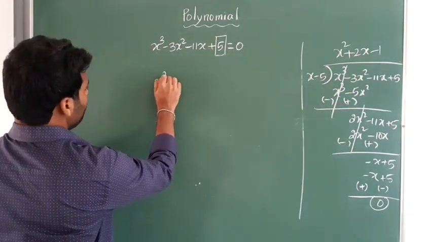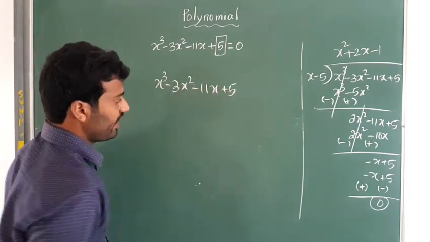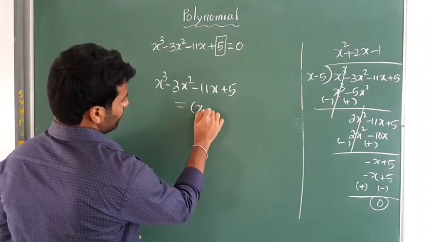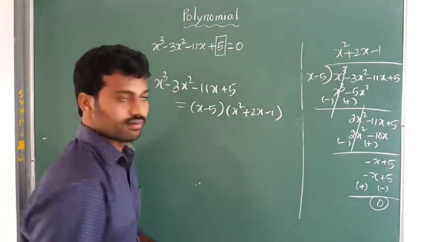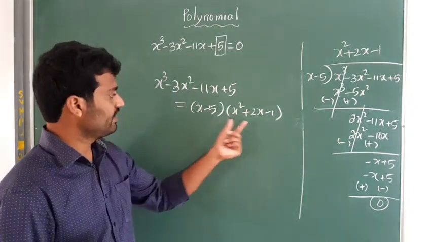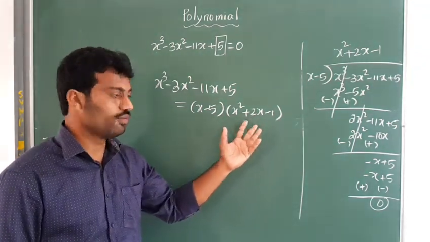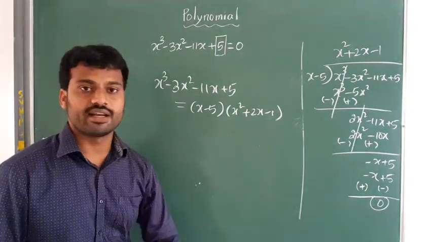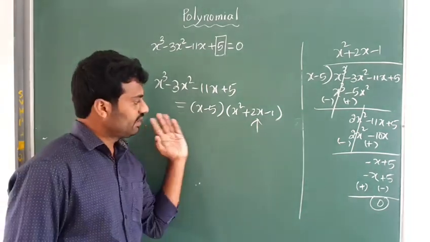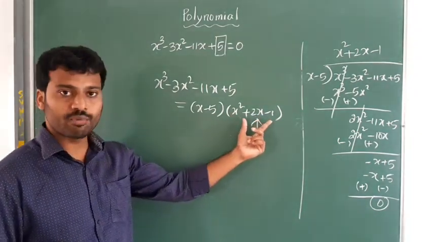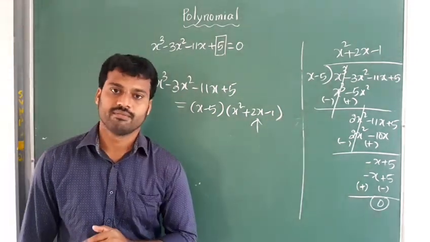The given polynomial can be written as a product of these two. So x cubed minus 3x square minus 11x plus 5 can be written as x minus 5 into x square plus 2x minus 1. Clear or not? This is linear, this is quadratic. Again, this quadratic you factorize by splitting the middle term or any other concept, then you can directly write the factorization of the cubic, as the product of all the factors.